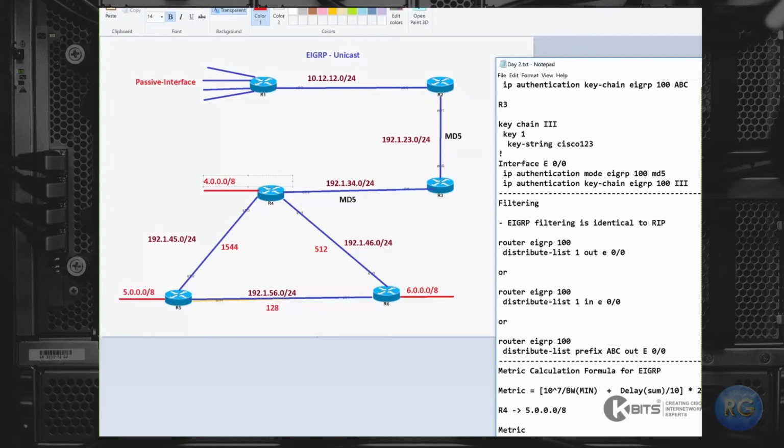Bandwidth will not. Bandwidth is a logical parameter, so it doesn't actually change the line rate. It just changes the metric calculation. So 10 to the power of 7, which means 7 zeros, 2, 3, 4, 5, 6, 7, divided by bandwidth minimum.